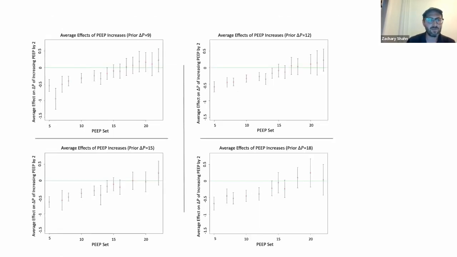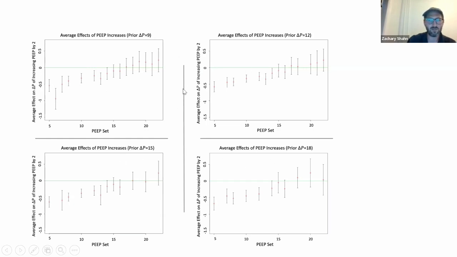Okay, and then the other thing we did was we looked at subgroup effects and got confidence intervals through bootstrap. So each dot with a confidence interval around it is a subgroup effect with a bootstrap confidence interval, just like we just did. So this is the estimated effect of increasing PEEP by 2 on people whose previous PEEP was 5 and whose previous driving pressure was 9. So that's a subgroup, right? And same for each dot in each of these plots.